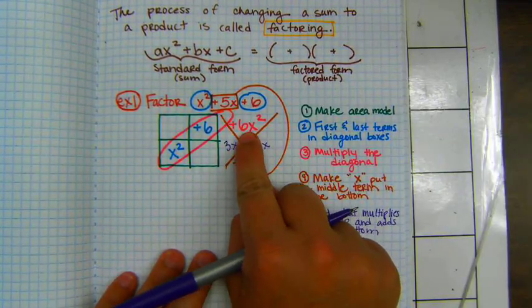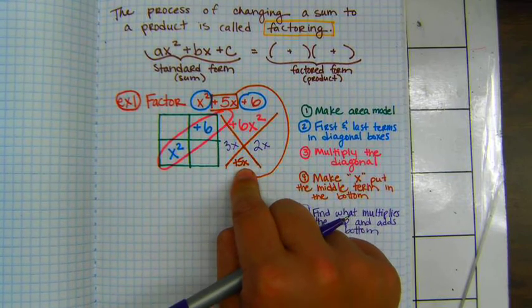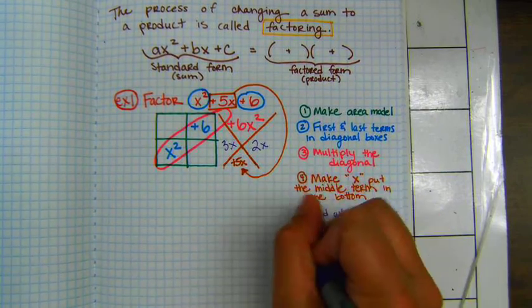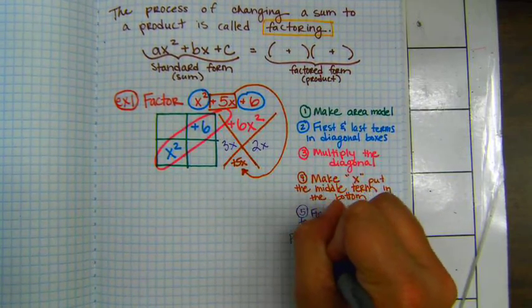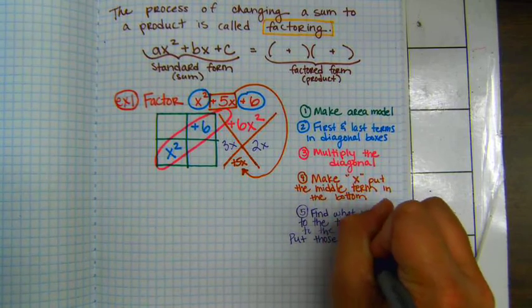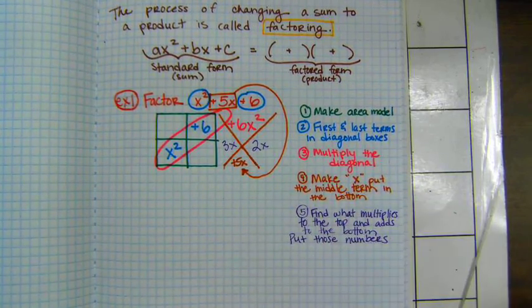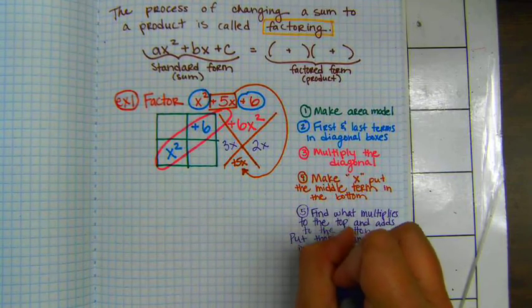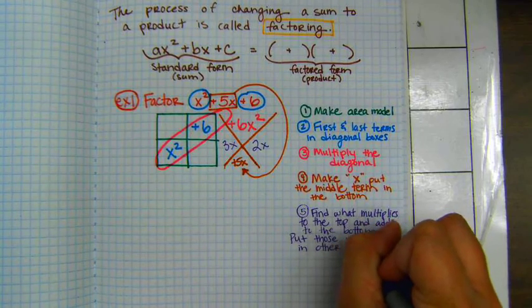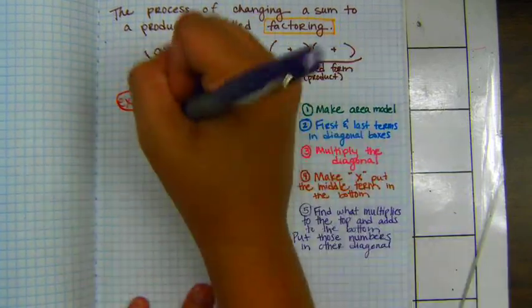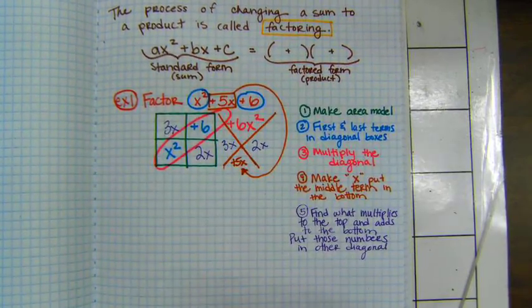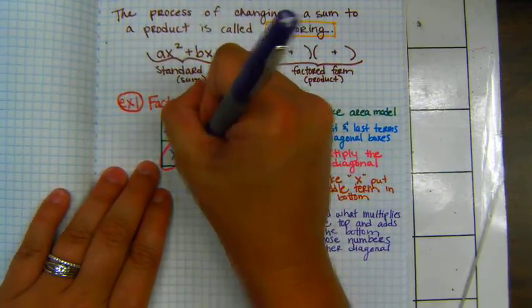Okay? Now once you get those numbers, you're going to put those numbers in the other diagonals. So I'm going to put 3x and 2x. It doesn't matter which one you put where. Okay, you'll get the same answer. You can always put the signs here if you'd like. That could probably help you, because when you get negatives, it's a little bit harder to figure out.